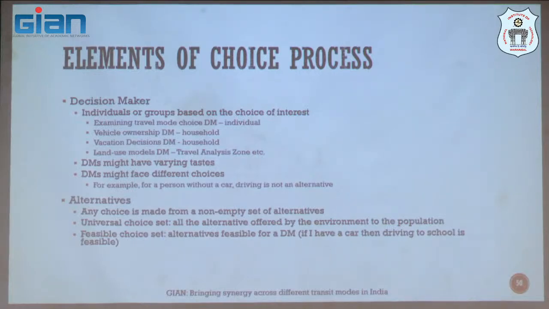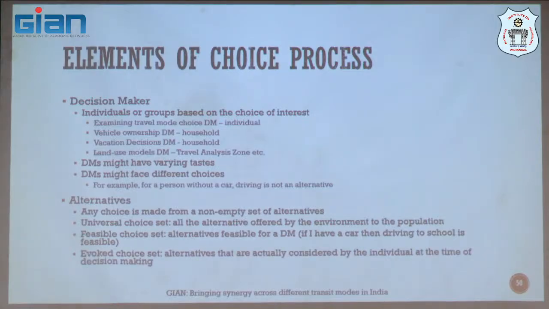Now, just because an alternative is part of the feasible choice set does not mean the person will consider it. For example, there are people who don't like public transit. Yes, there is a bus going very close to their house, but that doesn't mean they're ever thinking about using that bus. So that is where the third kind of choice set comes into the picture. It's called the evoked choice set. This is a choice set represented by options that are considered by each decision maker.